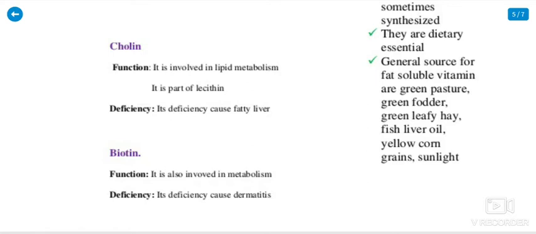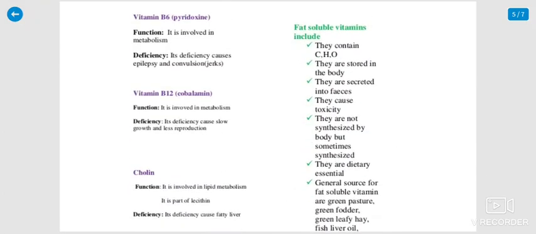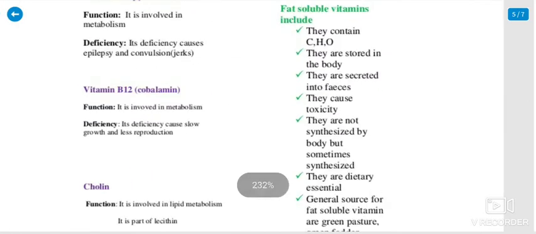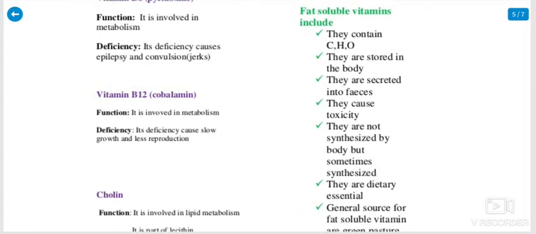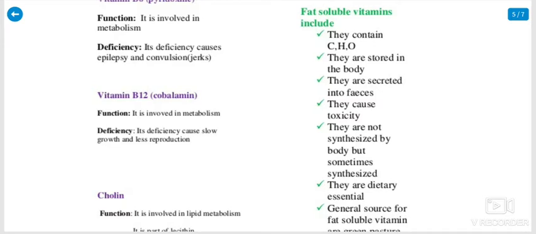The deficiency of biotin causes dermatitis, which is also a skin disorder. So I conclude that the water soluble vitamins have many deficiencies as well as functions, which I explained clearly. At the same time, fat soluble vitamins contain carbon, hydrogen and oxygen.